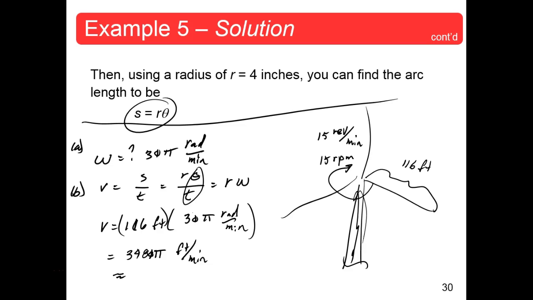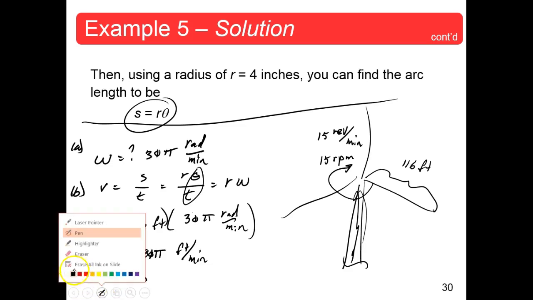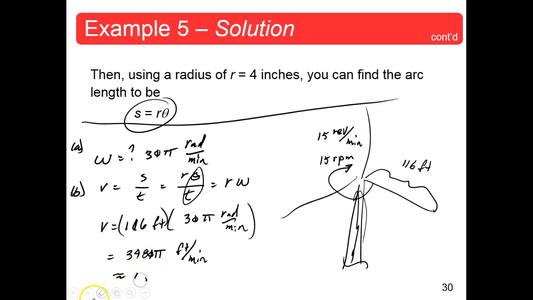Anybody get it? 3480 times pi. It's a big number. You keep getting a little bit bigger than the book gets. Okay, say it one more time. 10,932. Now that sounds better. 10,933. Well, the book rounded to 33.